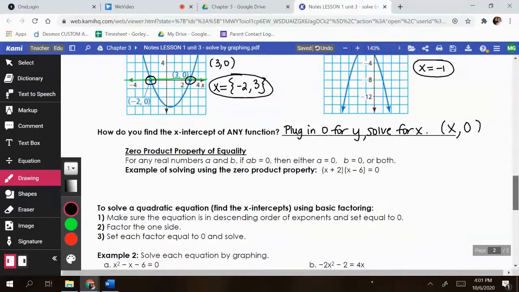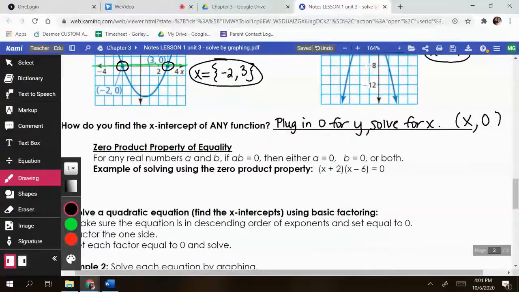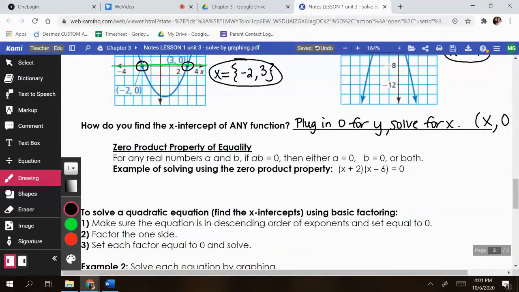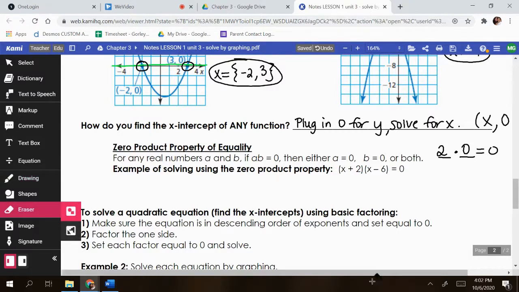Let's talk a little bit more about finding x-intercepts. There's something called the zero product property of equality that says for any real numbers a and b, if ab is equal to 0, then either a is 0 or b is 0 or both would be 0. So let me just show you an example. If I want a product that gives me 0, where I have a number times a number equals 0, what does one of those numbers have to be? Like if I put 2 times something equals 0, what would that something have to be? Well, in order to get a product of 0, one of the numbers has to be 0. Okay, so let's keep that in mind.